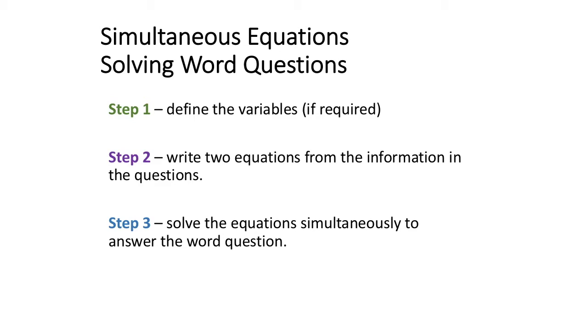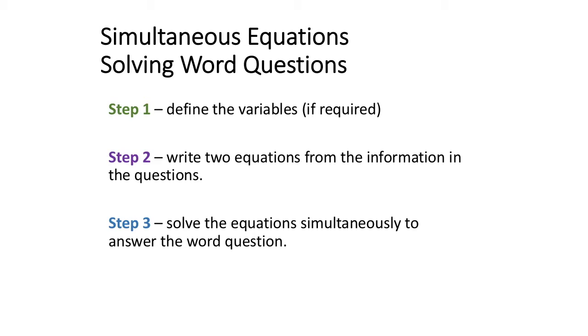Step 2 is to write two equations for the information in the question. Again, sometimes this will be given to you, other times you will need to develop those equations by yourself. And then step 3, after you have those two equations, go through and solve the equations simultaneously to be able to answer what the word question is asking you to answer.